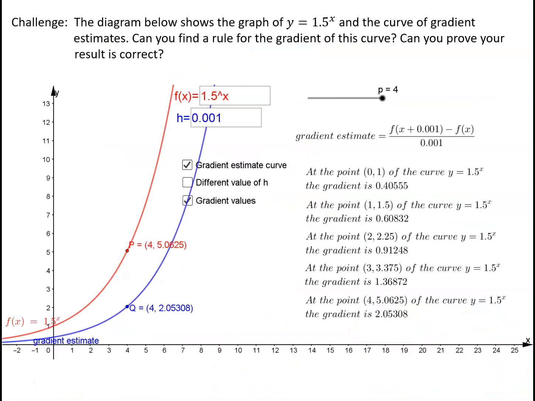Now, as a final little challenge from this video, here's the graph of y equals 1.5 to the power x and the curve of the gradient estimates using GeoGebra, and the challenge for you is to find a rule for the gradient of this curve. And if you really fancy a big challenge, then you could try and prove that your result is correct algebraically as well.